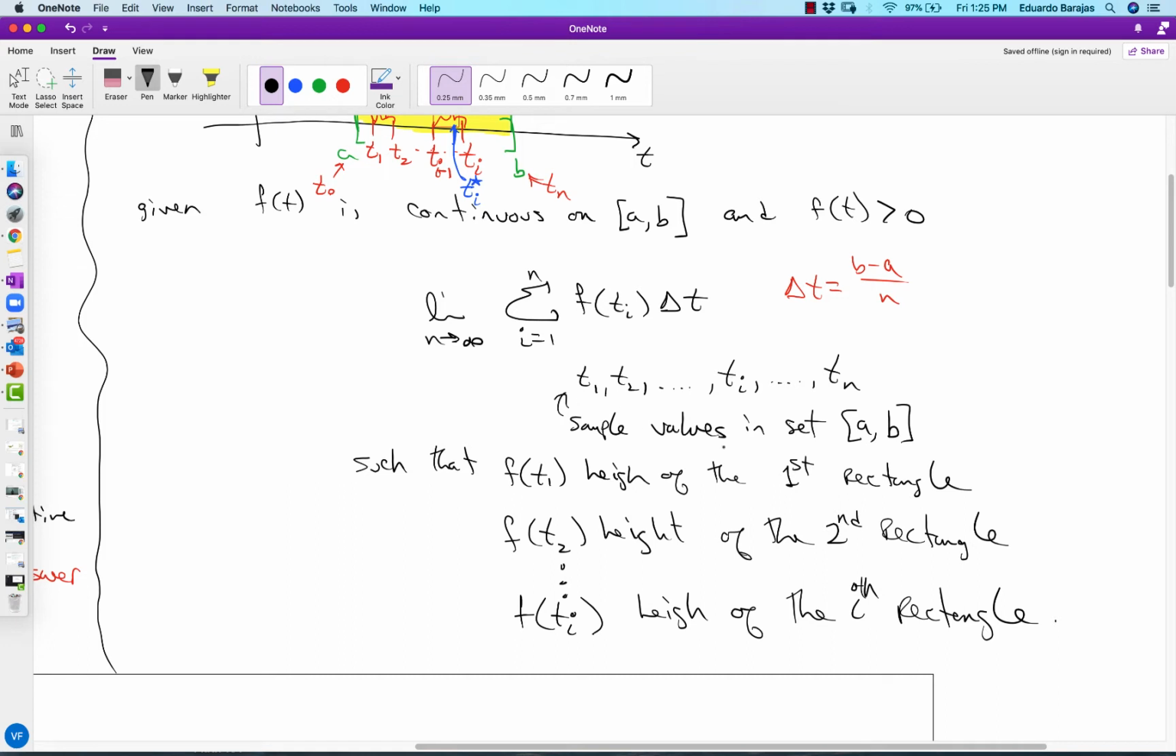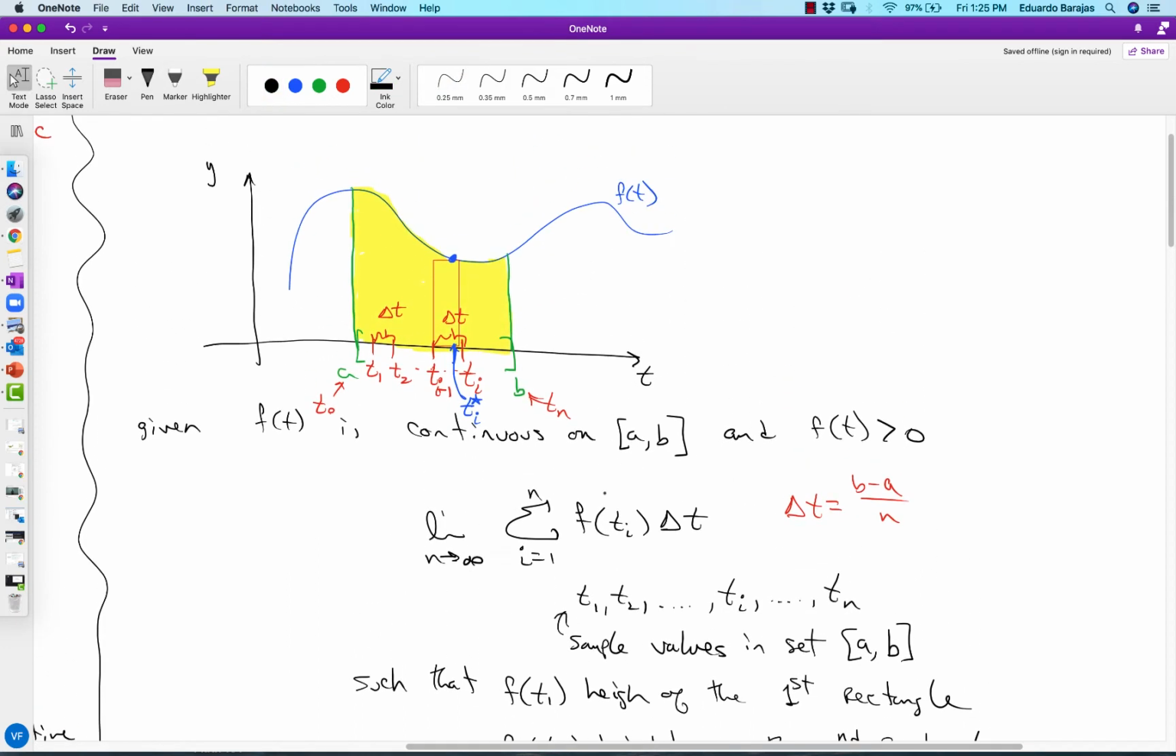Okay, so this will give us the area we're interested in. First, we break up our region from A to B into n approximating rectangles, where each one has a base of delta t defined by this formula, and each rectangle has a height described by this little notation here. So this is the sum of the first n rectangles, and then we let n go to infinity, and then we defined a new notation for this called the definite integral. So this is equal to the integral from A to B of f of t dt. This is exactly equal to that.